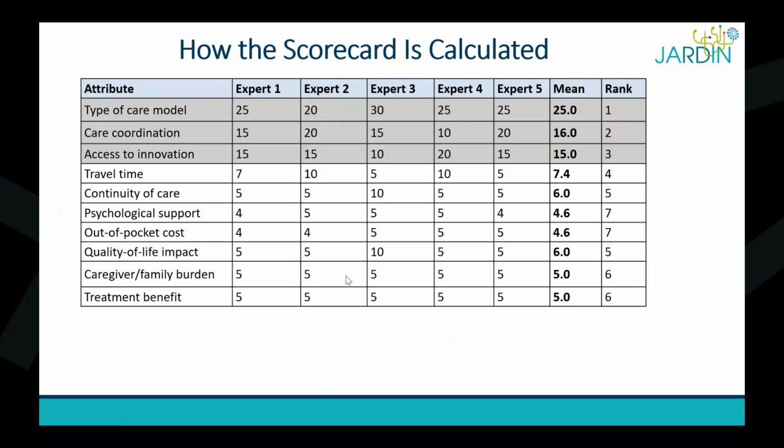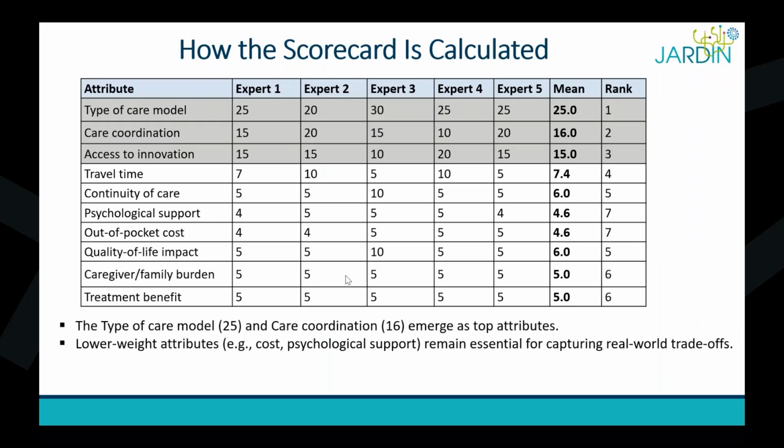So once we get all this, and this is just a fake example, as you can see, suppose I get this data from 5 experts, and these 5 experts gave different points according to the importance of these attributes to them. Then I take the horizontal summation of each attribute, and then I take the average. Based on that, I rank the attributes. For instance, type of care model, the average score is 25. So this is the most important attribute according to the experts, and definitely this will be included in my design. Care coordination is the second most important attribute, access to innovation the third, and so on. The next slide, please.